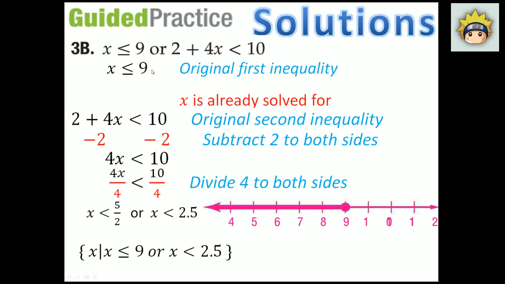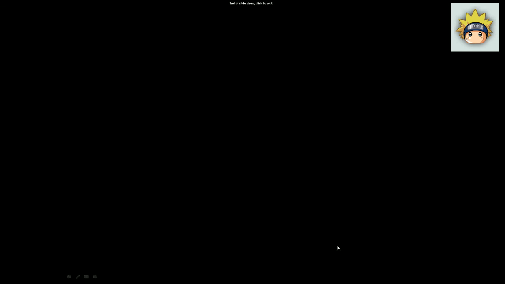x is less than or equal to 9. Do you see how it's closed at 9 and goes all the way to the left? And x is less than 2 already exists in here. So x is less than 2 is a subset of this inequality. That's why you only have this, because this solution, x is less than 2, exists inside of this inequality. This is why the graph looks like that. There you go.